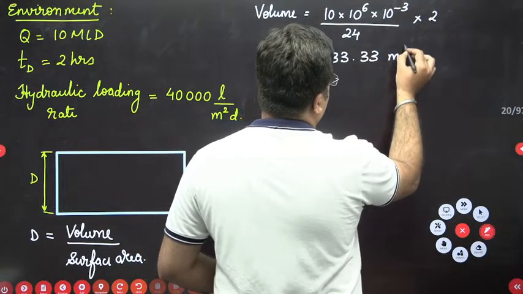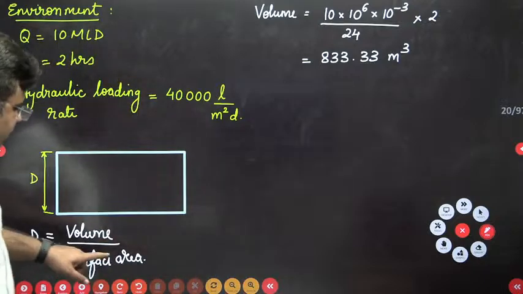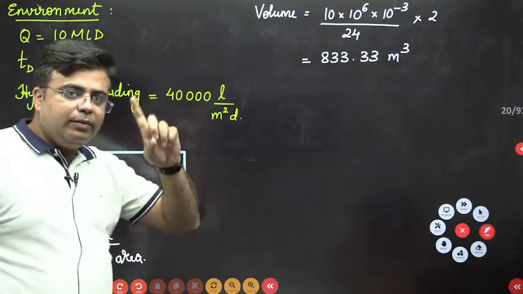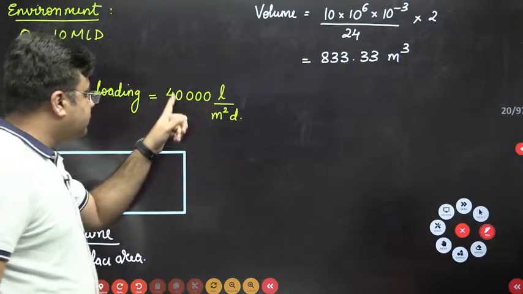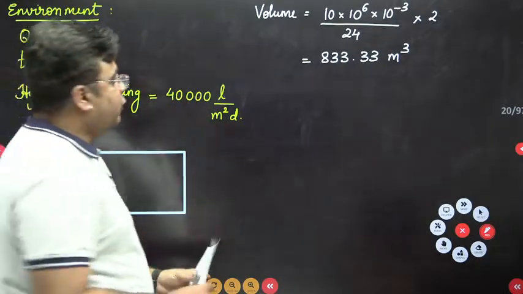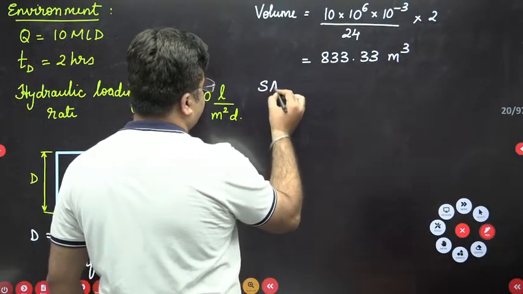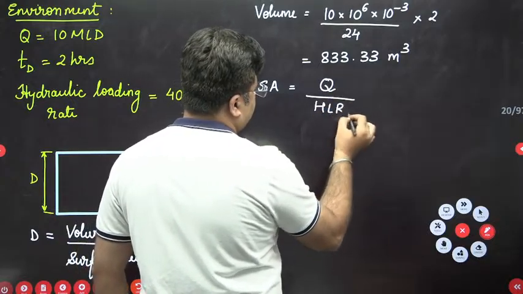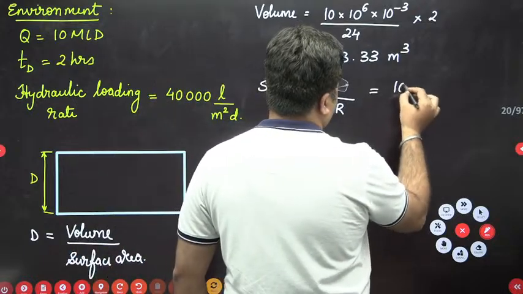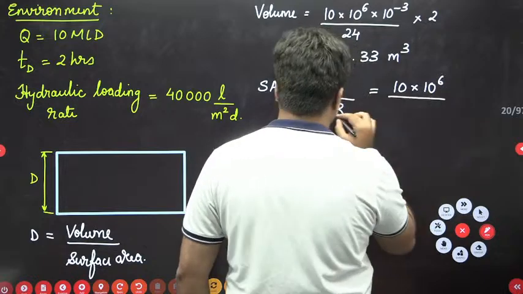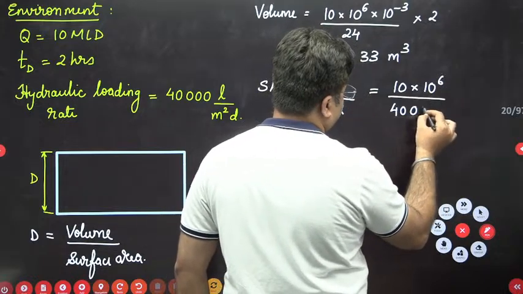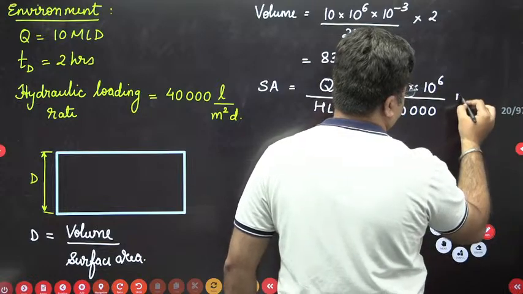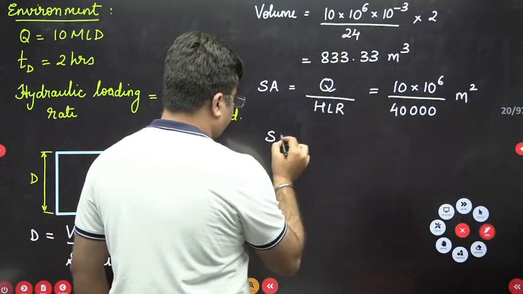Okay. Now next is to calculate the surface area. For calculating the surface area, just observe this. This is the hydraulic loading rate, which means from 1 meter square of area, this much amount of discharge can pass in 1 day. So surface area is equal to discharge divided by this hydraulic loading rate. Discharge is 10 MLD, so this will be 10 into 10 raised to power 6 divided by the hydraulic loading rate, which is 40,000. This will give you the surface area in meter square, not meter cube. So this comes out as 250 meter square.